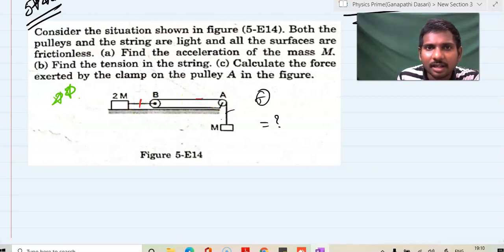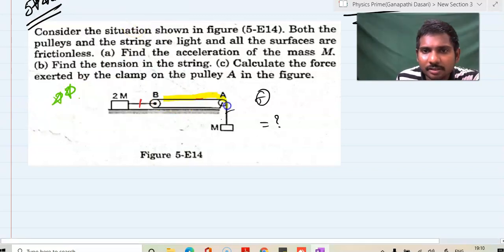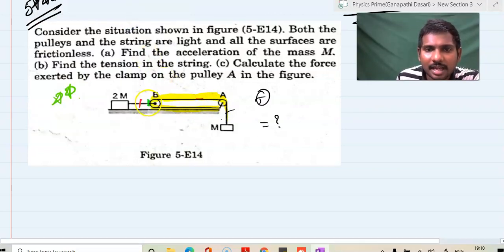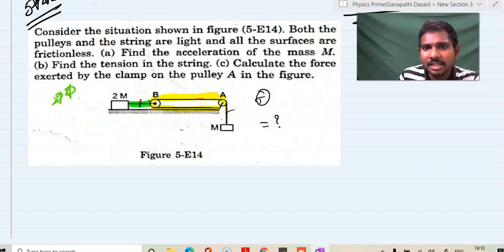I'll show you in the diagram. This is one string, a connected string, and this is another string. There are two strings here. So will the two blocks have the same acceleration? No. There's one technique I'll teach you here to find out the relation between these two accelerations. What is the technique? You see here.